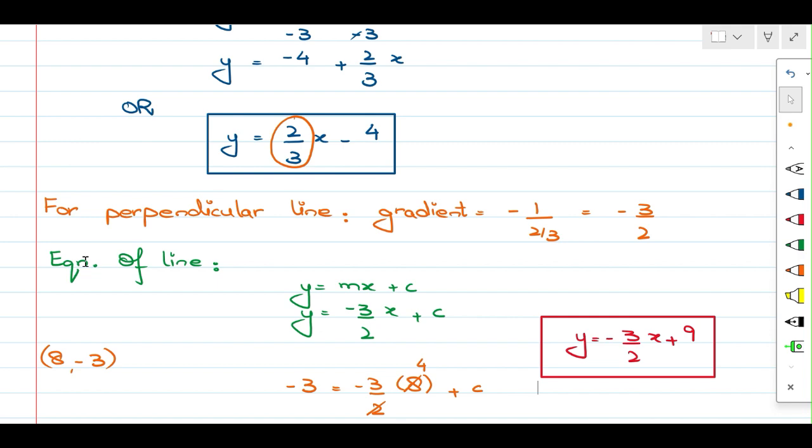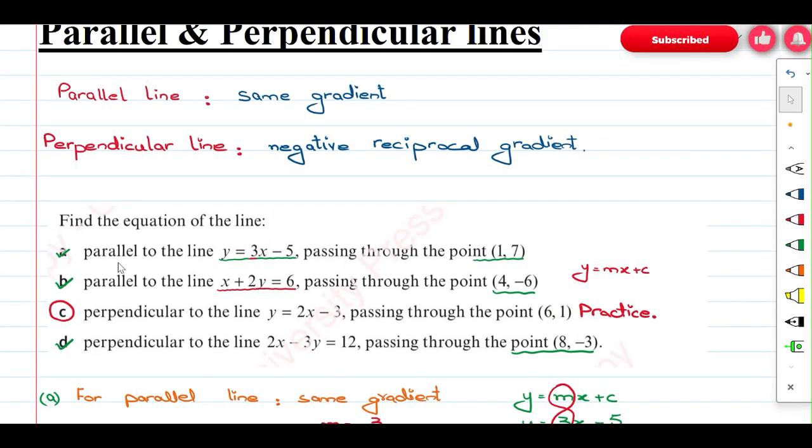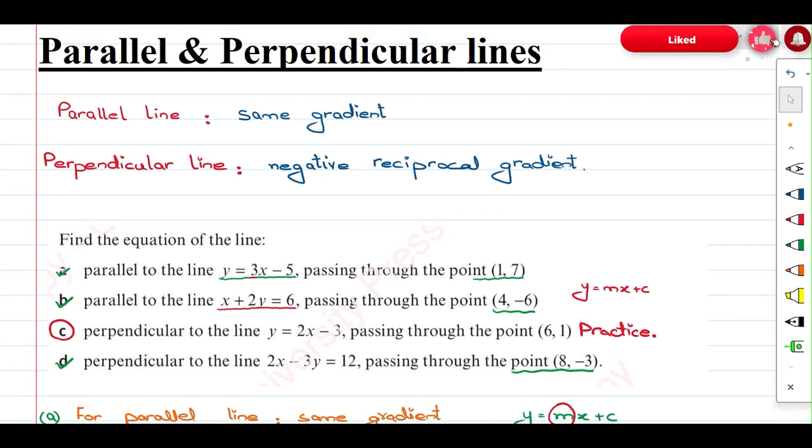So this is how we deal with parallel lines and perpendicular lines. When two lines are parallel, their gradients are the same, but when two lines are perpendicular, their gradients are negative reciprocals of each other, right? So we did 3 questions.